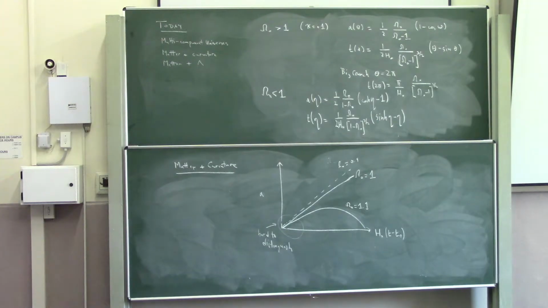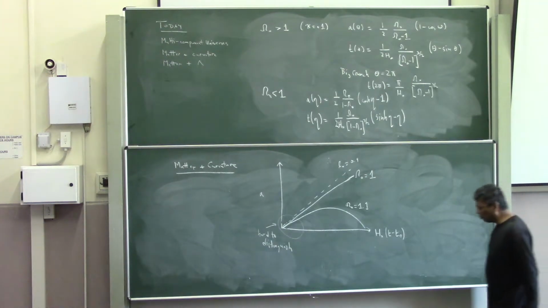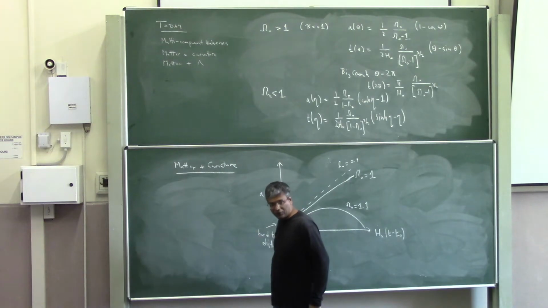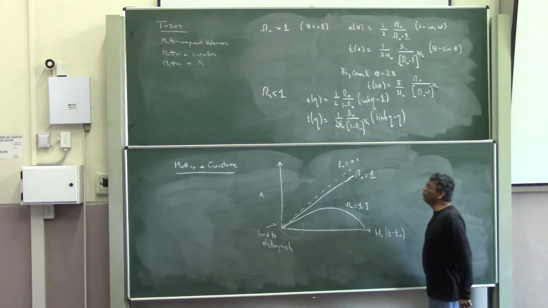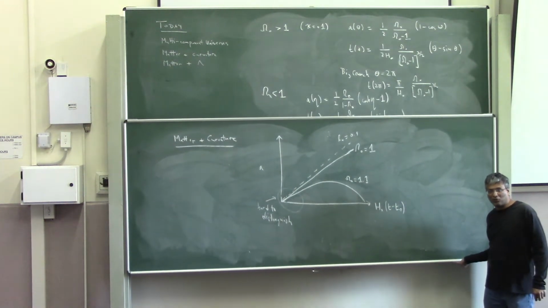Okay, so that's our first universe with multiple components, matter and curvature. Now I'll move on to the second one, matter and cosmological constant.